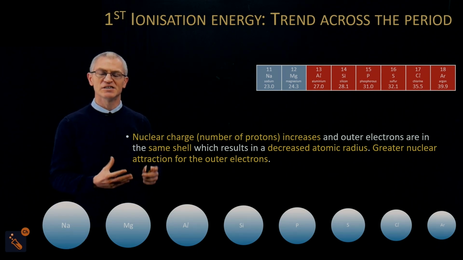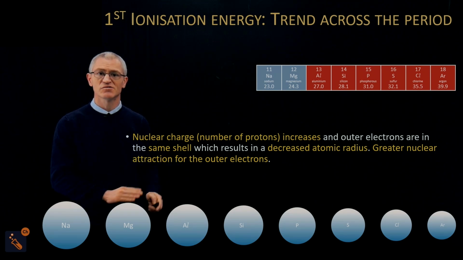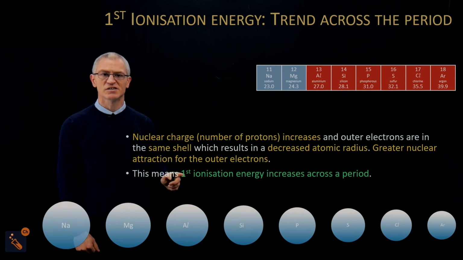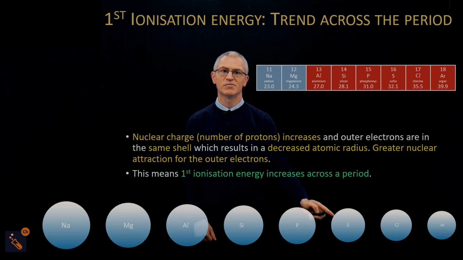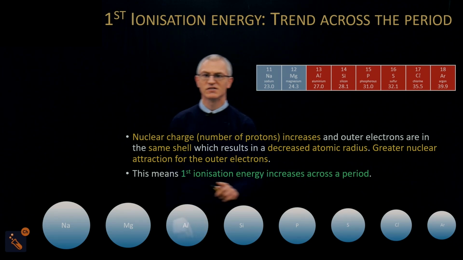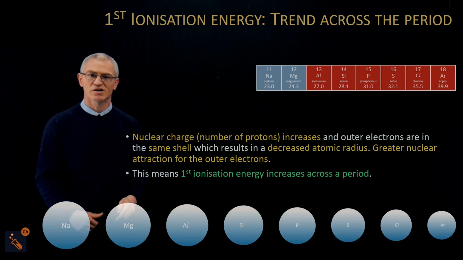Now, ionisation energy is removing the outer electrons. So if there is a greater attraction for the outer electrons, that means that the first ionisation energy increases across the period. It's going to be much harder to take an electron off one of these elements towards the right than it is to take it off sodium, because sodium is larger and the nuclear attraction is less.